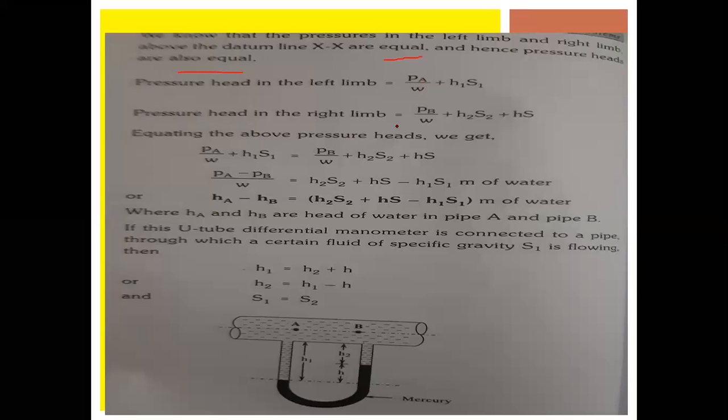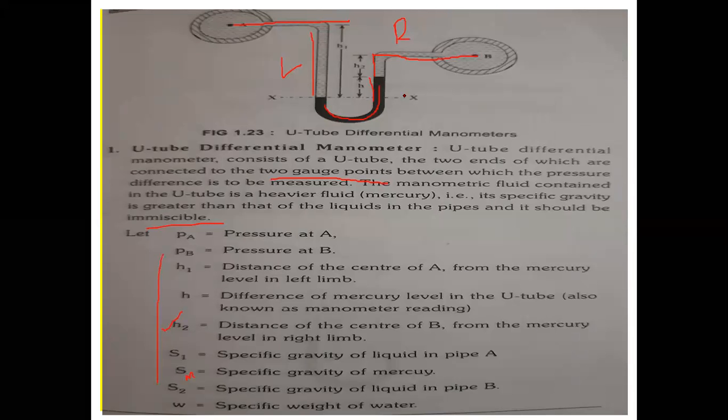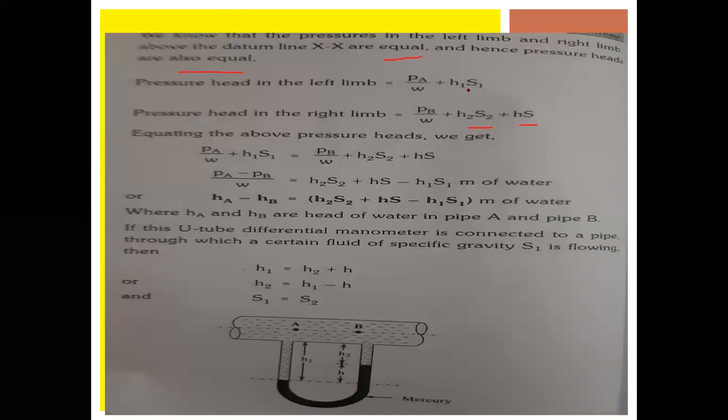Pressure head in the right hand side is PB by W plus H2 S2 plus H S. Why is it H2 S2 plus HS? Because in the right side, you are having both mercury plus water above the datum line, so it has been taken in the two terms. Equating the above pressure heads, we get PA by W plus H1 S1 is equal to PB by W plus H2 S2 plus H S.